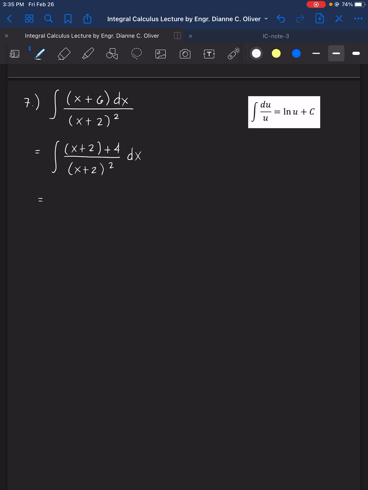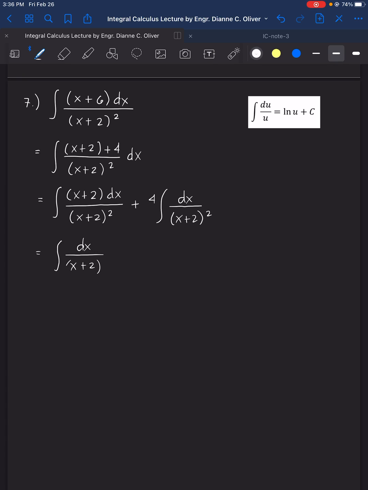Then you can separate it. So we have here the integral of x plus 2 dx all over x plus 2 squared plus 4 integral of dx all over x plus 2 squared. And this is still the same with the given. Then we can integrate them separately. What happens here in the first one is that we can cancel out x plus 2. So it becomes dx over x plus 2, plus, now this one becomes 4 integral of x plus 2 raised to negative 2 dx.